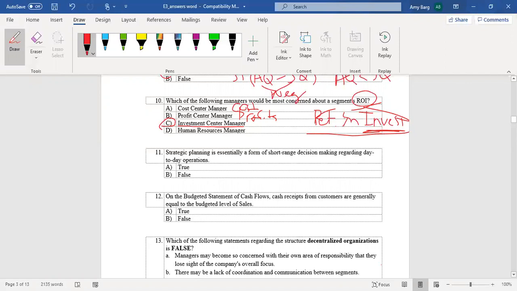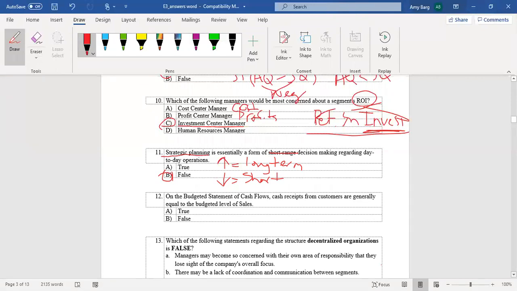Strategic planning is essentially a form of short-range decision-making regarding day-to-day operations. Strategic planning is usually done by the higher-ups, and higher-ups are generally more long-term thinkers. They're concerned not with the day-to-day stuff, but with where the company is going long-term. So strategic planning is generally not going to be short-range. Short-range stuff is done by lower managers, and that's going to be more like annual operational planning or something like that. So this one here is false.